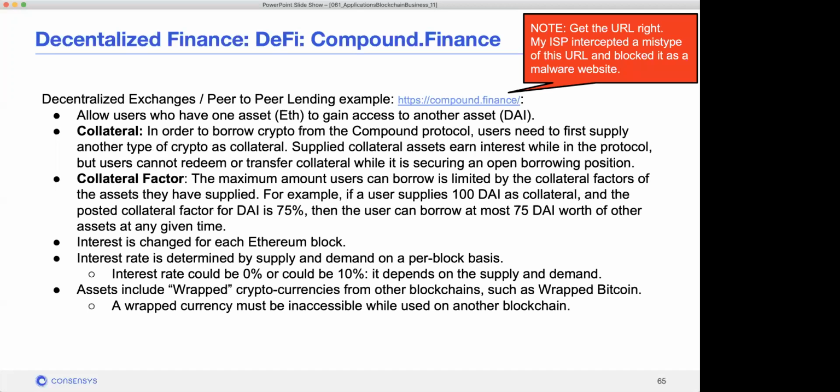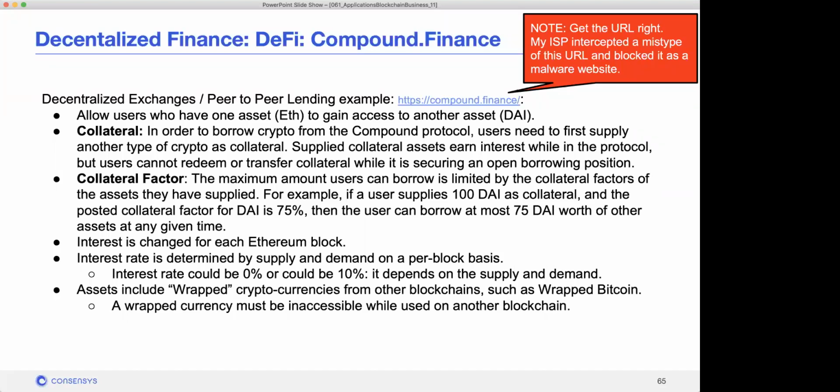And so one example of a DeFi application is Compound Finance. Note that red box to the top right. I just typed in the URL as it is there, thinking that I got it right, and I must have done one keystroke wrong. And Telstra, my ISP, actually intercepted the request, which was incredible. I've never seen that happen before, and essentially blocked it, saying this is a malware site. But when I copied that in directly from the slides and got the right site, it was all good.